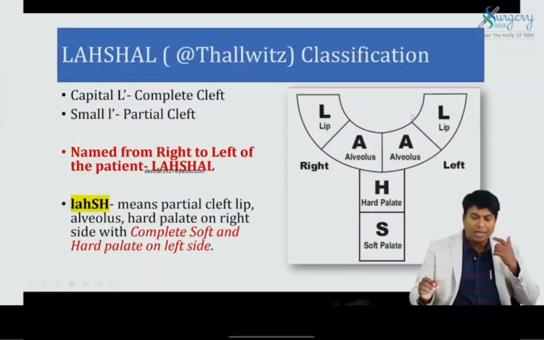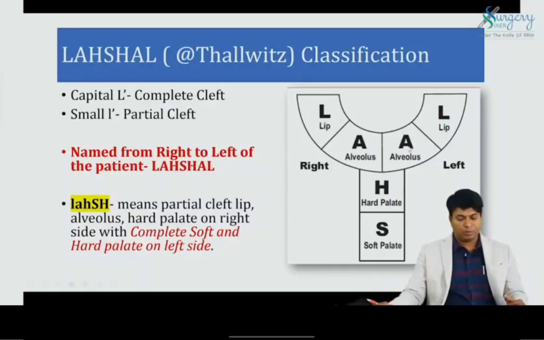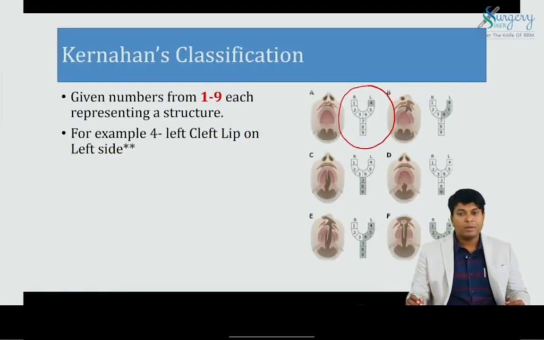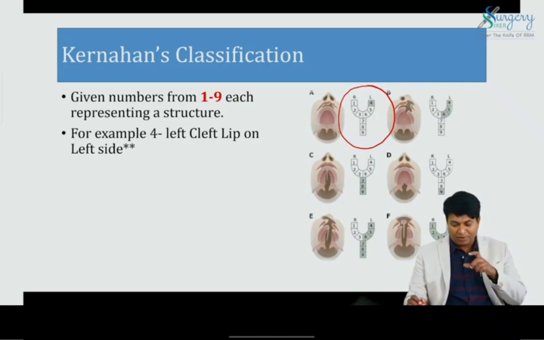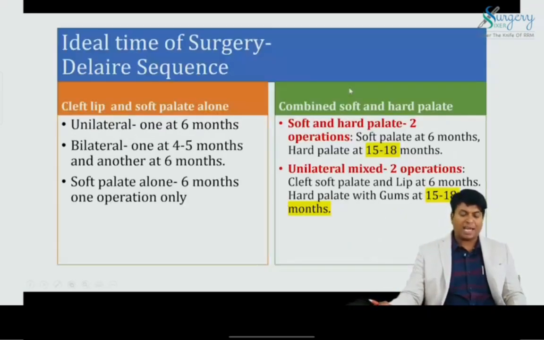This is the Veau classification: lip, alveolus, hard palate, soft palate. Similarly, Kernahan's classification has numbers 1, 2, 3, 4, 5, 6, 7, 8, 9, up to 9 numbers. We mention the defects in terms of numbers. So ideal time of surgery, please don't forget all the points I told you.